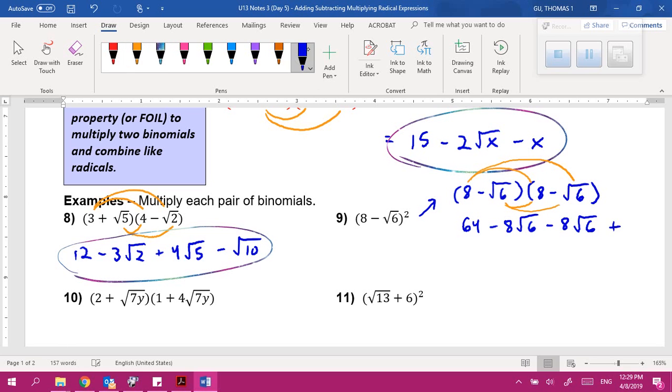Plus 6, because it's negative times negative, so it's a plus, right? Square root of 6 times square root of 6 is just 6. All right, so if I simplify this, what would I get? 70, that's right. Because we have 64, then there's a plus 6 at the end. And then? That is correct. 70 minus 16 square roots of 6. Very good.